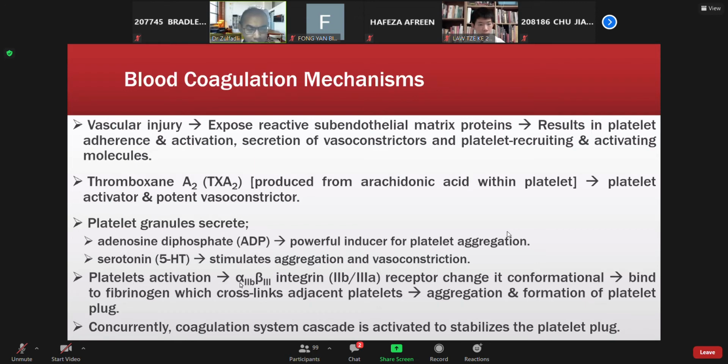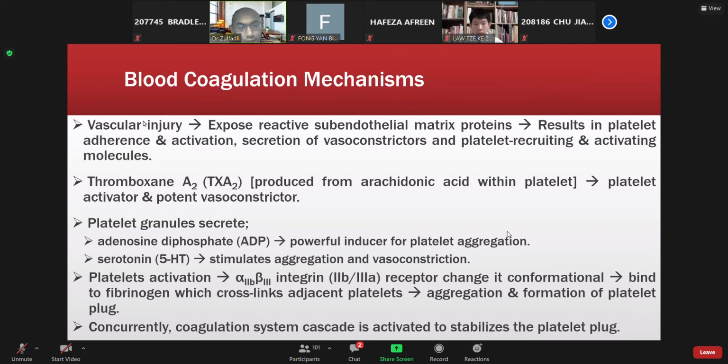Platelet activation includes the protein alpha-2b beta-3 integrin receptor changing conformation to bind fibrinogen, which cross-links platelets. This receptor is placed on the surface of the platelet. For example, I give you two platelets, platelet 1 and platelet 2. Platelet 1 has this receptor, and platelet 2 also has this receptor.